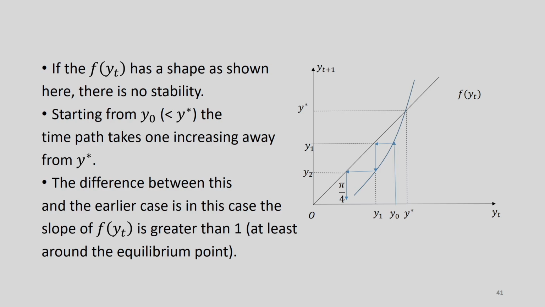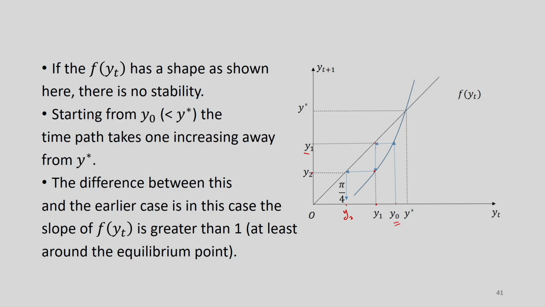If the f(y_t) has a shape as shown here, in this diagram, then however there is no stability. So, let us try to trace out one path. Here we are taking y0 here below y star. So, y1 will be in this value, right, and again projecting back we get y1 here. So, y_t will be here, and as you can see y0 was here, y1 is farther away from y star, and y2 will be even farther away, and so we are actually going away from the intertemporal equilibrium value of y. Starting from y0, the time path takes one increasingly away from y star.